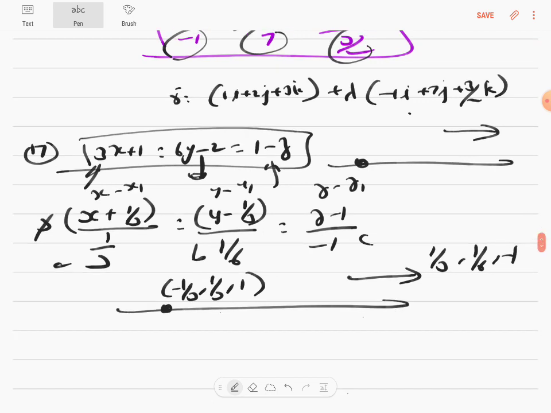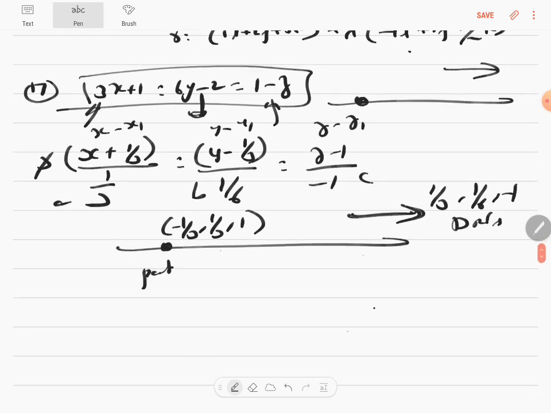According to Adishama, they have written it as 2 is to 1 is to minus 6. They just multiplied the entire thing by 6 to get the direction ratio. It doesn't matter, you can even leave it like this. So this is the point and this is the direction ratios of the line.